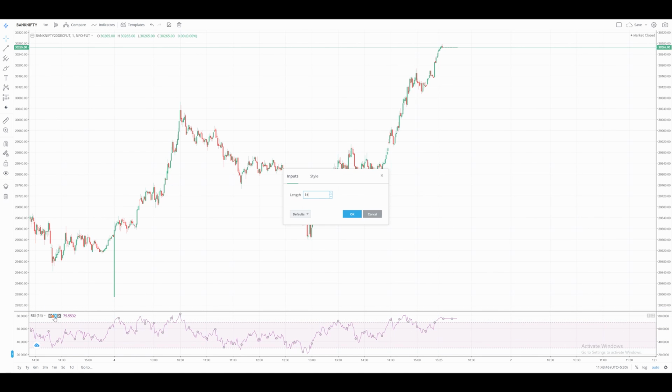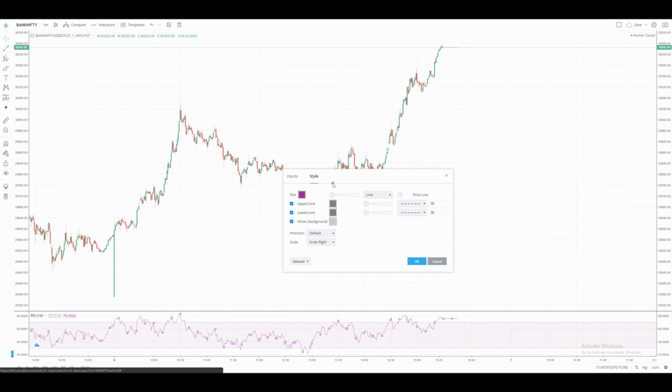Once it is enabled, click on this gear icon, that is nothing but the settings. The input will be 14 by default. If not, make it 14. And in the style tab, you can see two numbers here, 70 and 30. That is the highlighted part here.